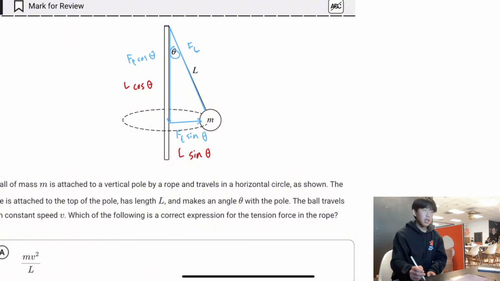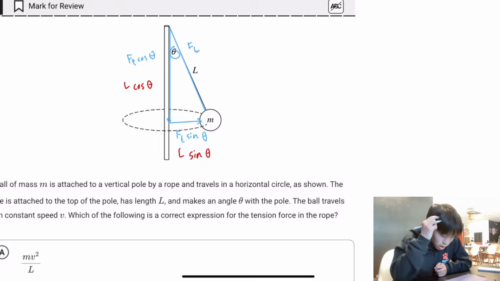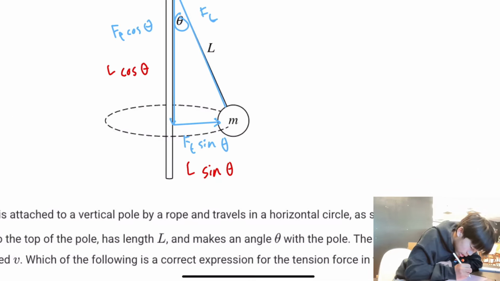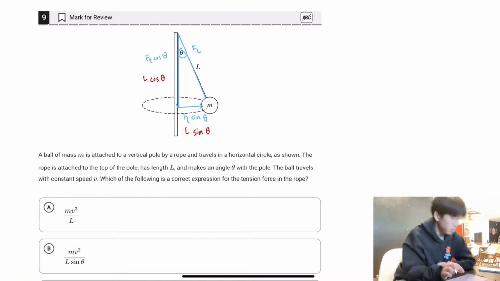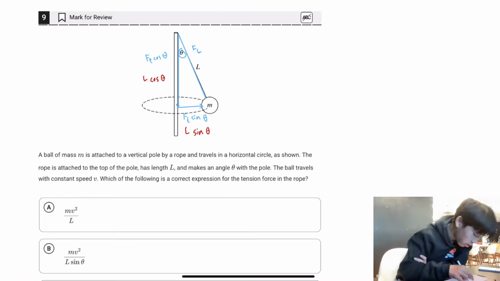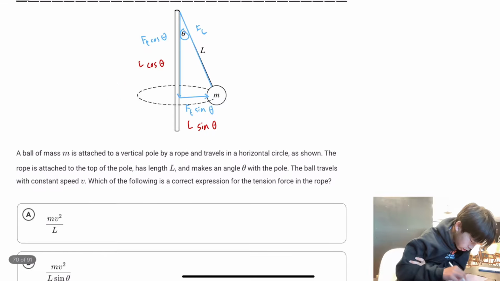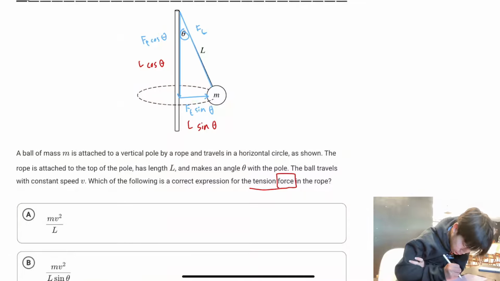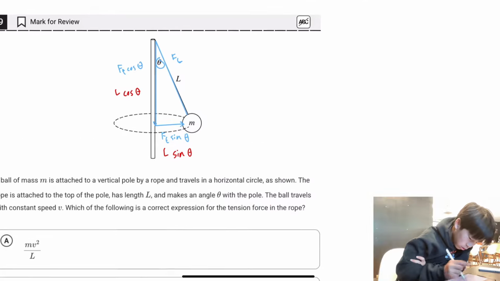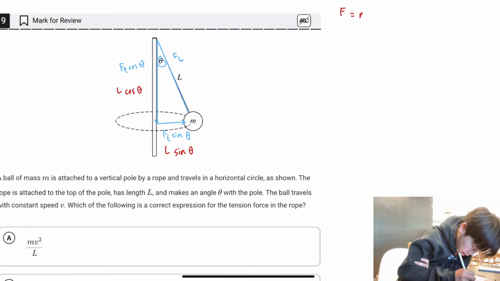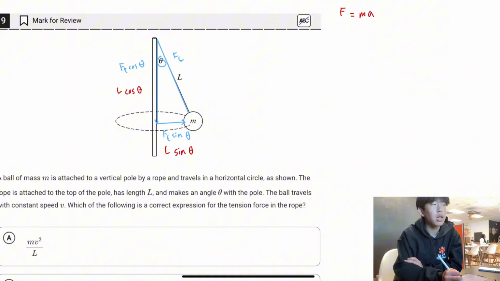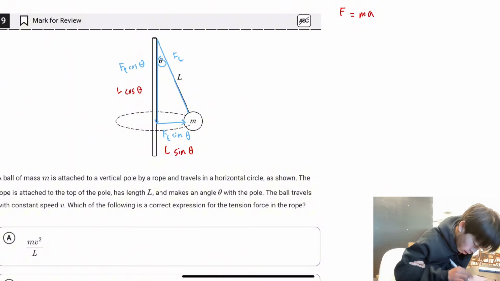Which means if we were trying to look for the radius, what is the radius? The radius is essentially given to us. The radius is this stuff right here, and we're given that it's L sine theta, right? So now, what equation can we use to try to find force? I don't care about tension, we're just finding force in general. We can use F equals ma, right? So now we can use Ft equals ma.